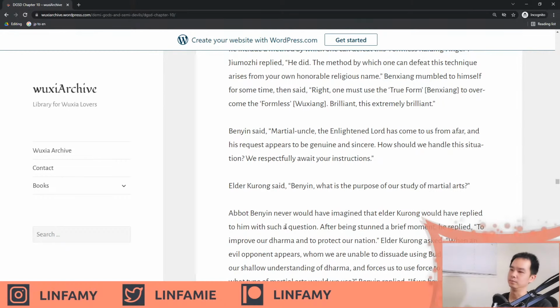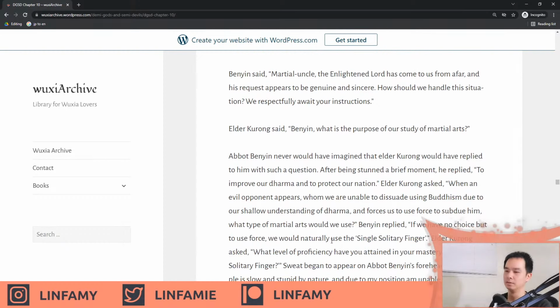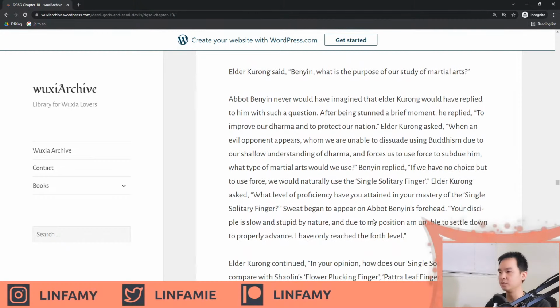Elder Kurong said, Bunyin, what is the purpose of our study of martial arts? Abbot Bunyin never would have imagined that Elder Kurong would have replied to him with such a question. After being stunned for a brief moment, he replied, To improve our dharma and to protect our nation. Elder Kurong asked, When an evil opponent appears, whom we are unable to dissuade using Buddhism, due to our shallow understanding of dharma, and forces us to use force to subdue him, what type of martial arts should we use? Bunyin replied, If we have no choice but to use force, we would naturally use the Yi-Yang finger.